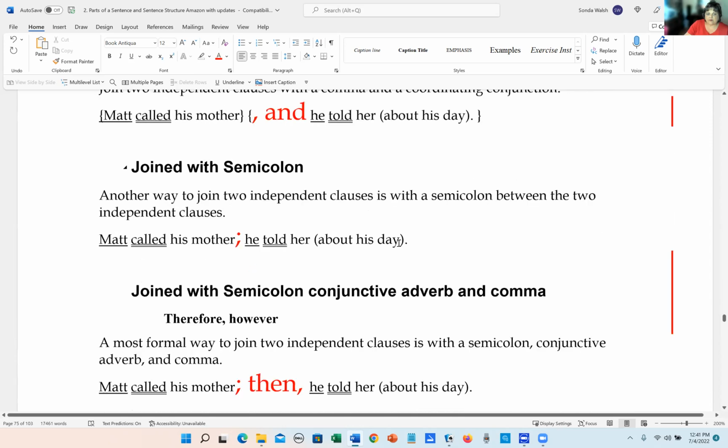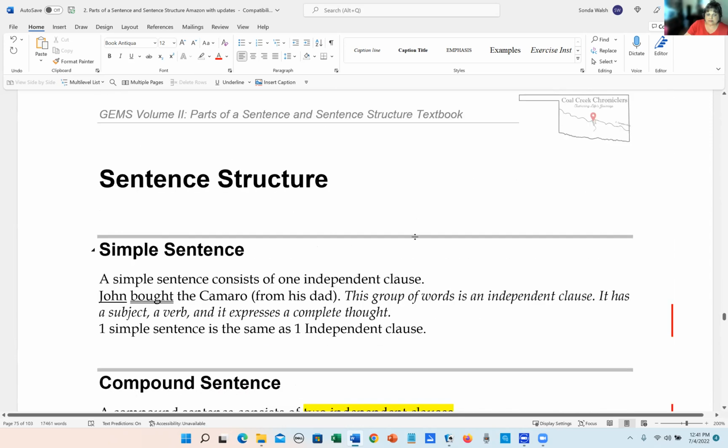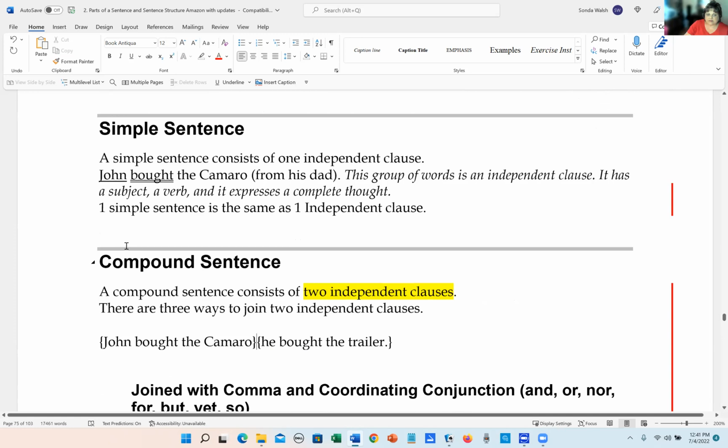Okay, so sentence one is a simple sentence. And you just put a subject, you start it with a capital letter and end it with a period.